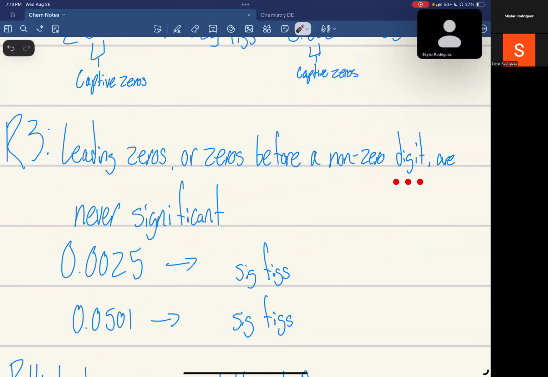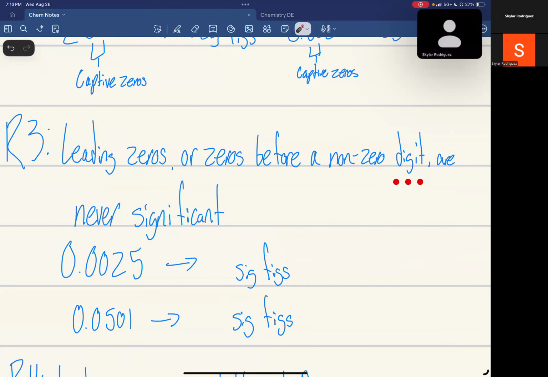Try with 0.0501. How many sig figs are there? Let me give you a second. All right. There are 3 sig figs. We don't count the 2 leading zeros, but count 501.